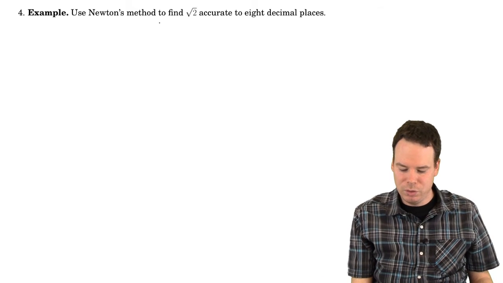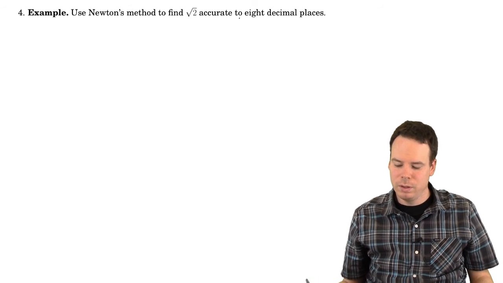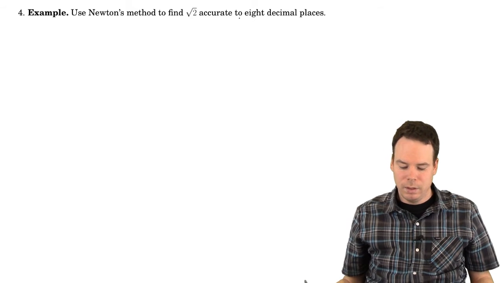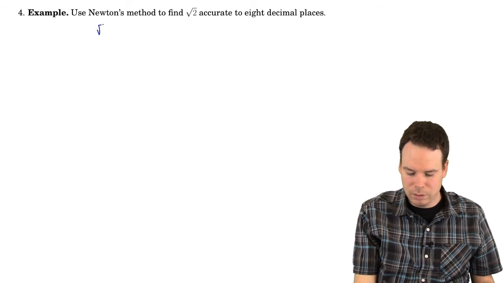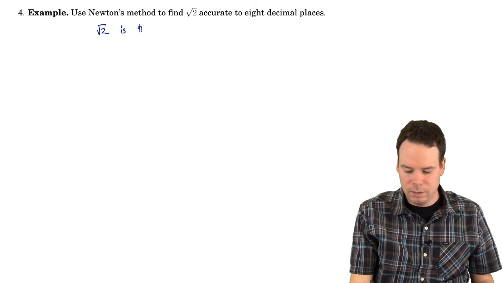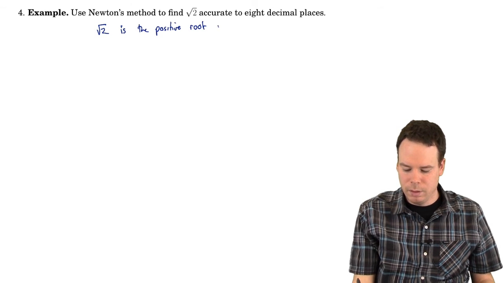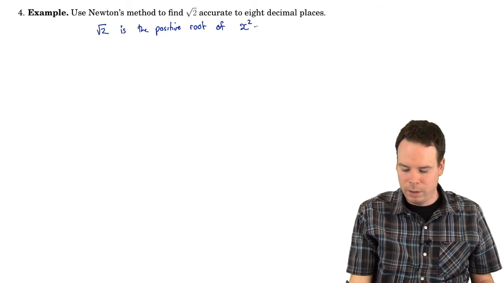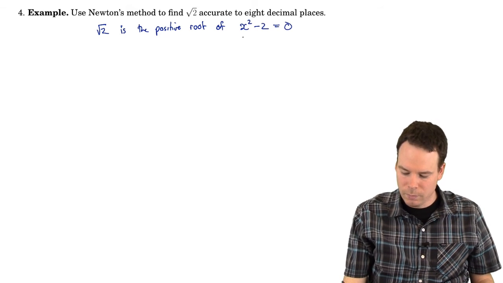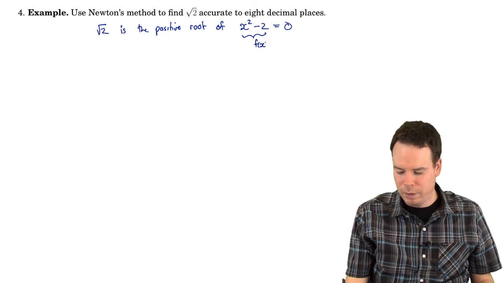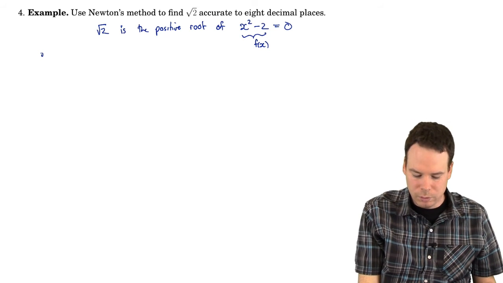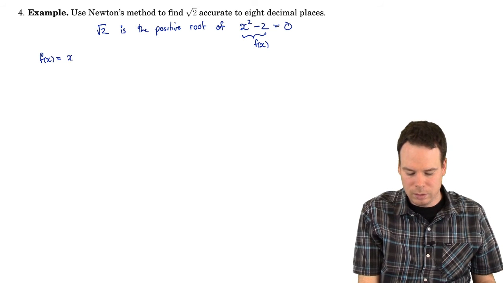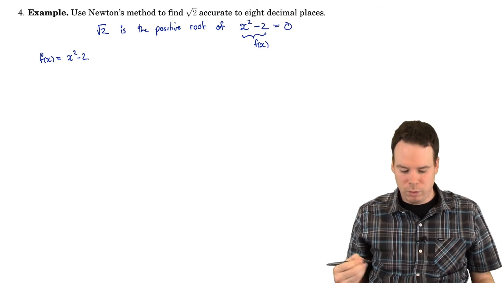Okay, in this next example, let's use Newton's method to find the square root of 2 to 8 decimal places. Again, the thing to note is Newton's method applies to finding roots of functions. So the thing to note here is that the square root of 2 is the positive root of the equation x squared minus 2 equals 0. And we're going to call this f of x. So now we've taken this statement and translated it into a question about a root of a function. So our function in this case is x squared minus 2. We want to approximate a root of it.